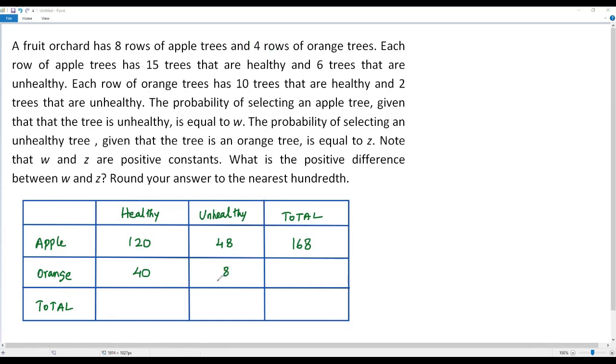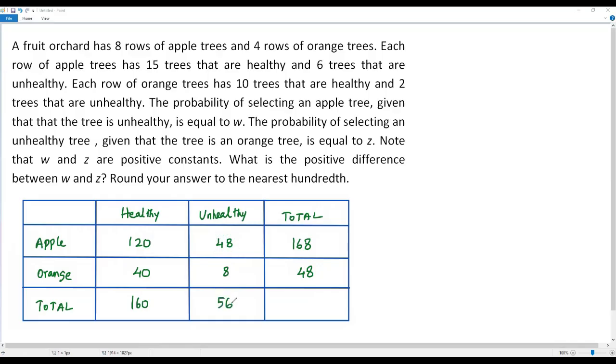Okay, now let's get the total number of orange trees. That is 40 plus 8, which is equal to 48. And also let me get the column totals. 120 plus 40 is 160. That is, there are 160 healthy trees in all. And let me add this 48 and 8. I am getting 56.